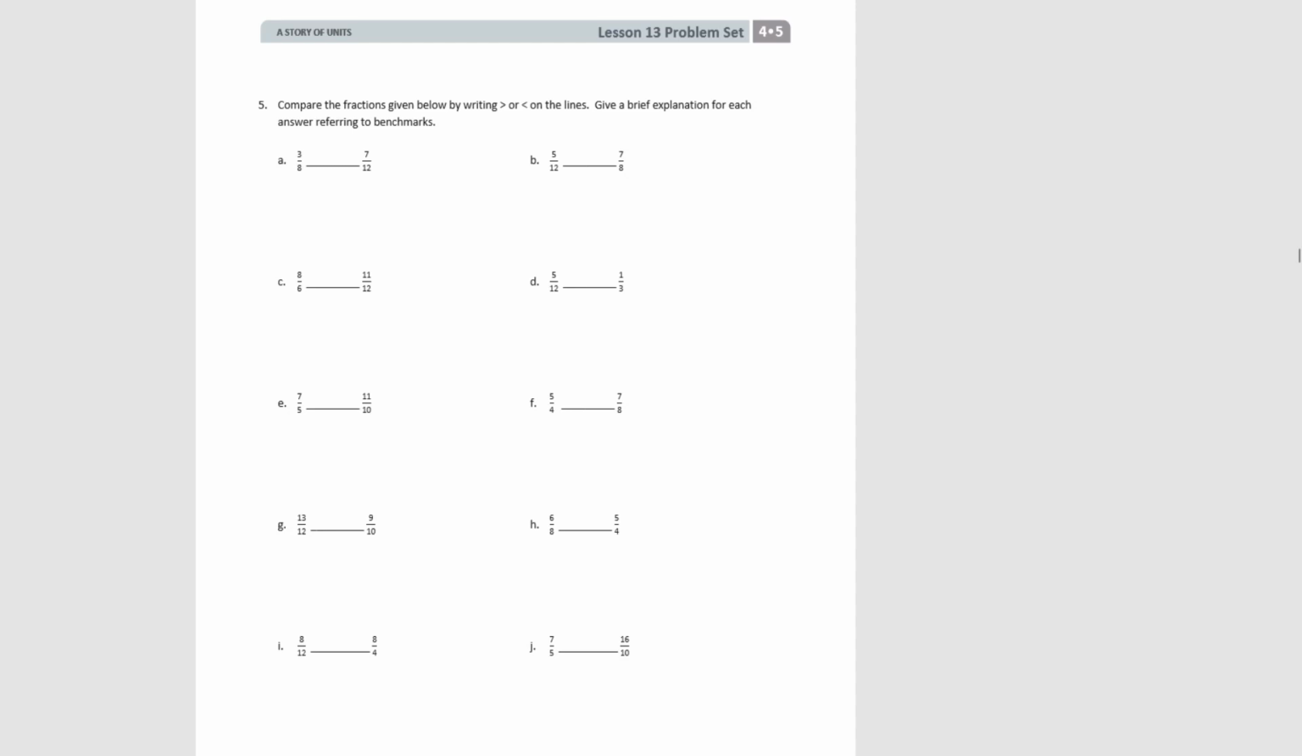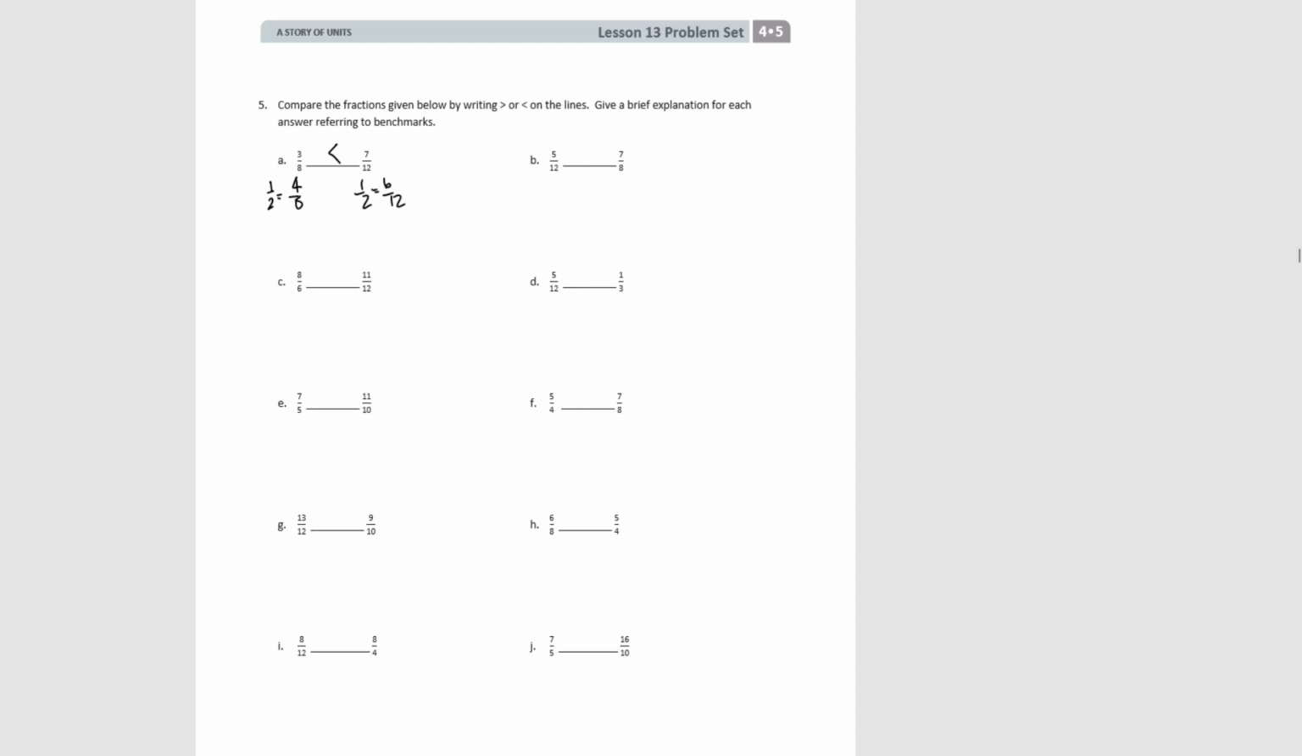Okay. For here, 3/8, if we compare to the benchmark of 1/2, 1/2 equals 4/8, and 1/2 equals 6/12. So 3/8 is less than a half, and 7/12 is more than 1/2. So 7/12 has to be greater than 3/8. So 3/8 is less than 7/12. Try B.